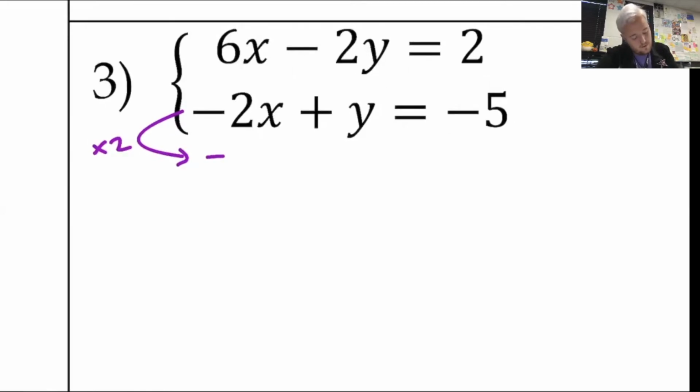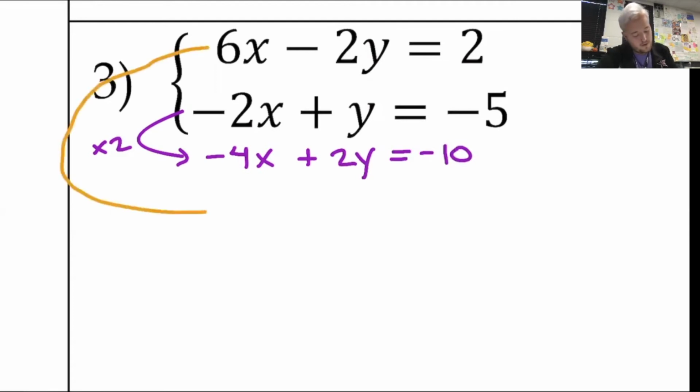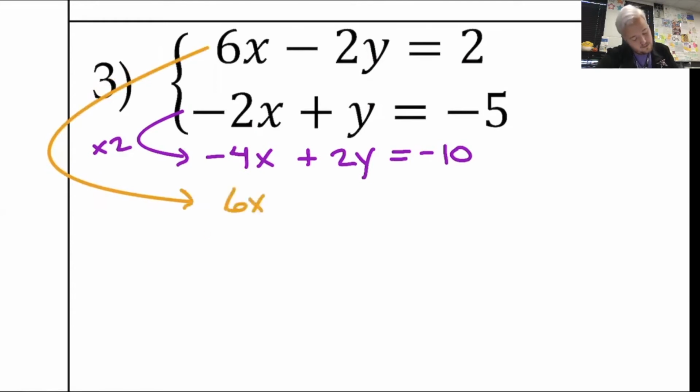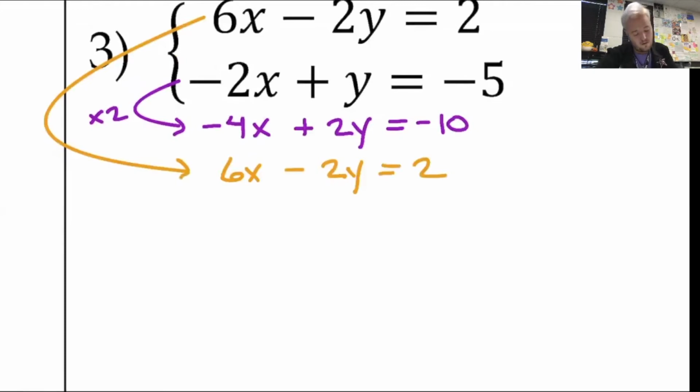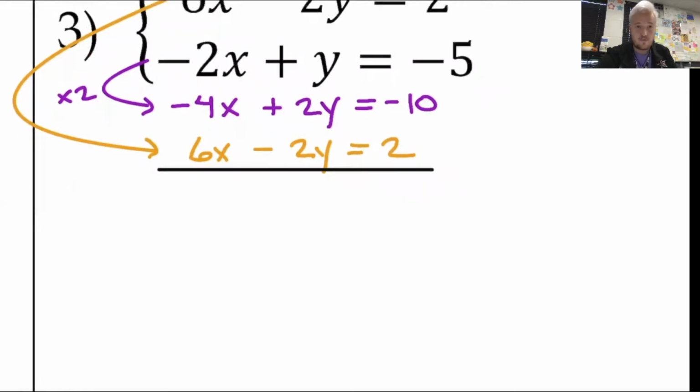All right, so I'm going to have -4x plus 2y equals -10. All right, then I'm going to bring down this equation over here. I'm not going to manipulate it in any way. I just want to rewrite it. So 6x minus 2y equals 2. So now my y values are inverses and they make a 0 pair. So now I can do elimination.